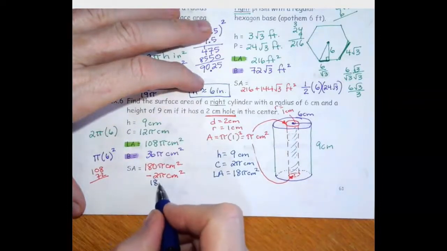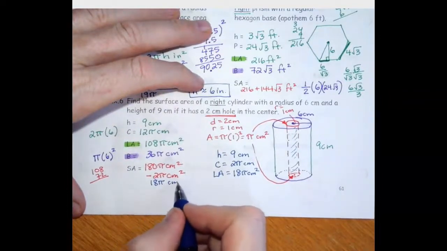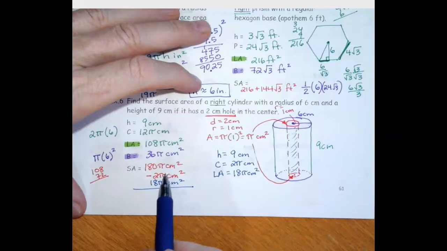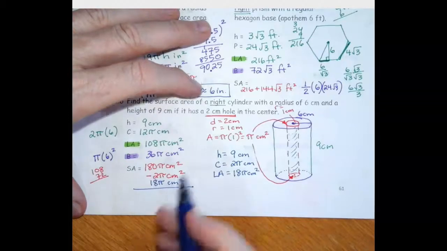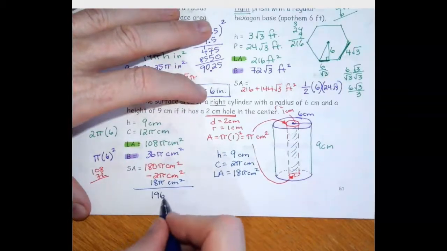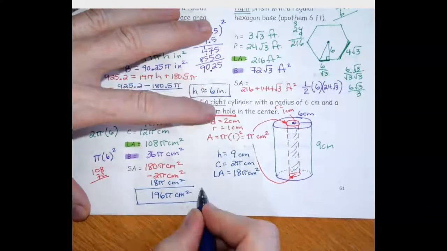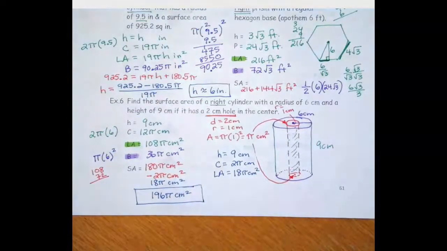If you don't understand that, come to office hours and I can try to talk about it a little bit more. So that's going to add to the surface area, and this is going to subtract from the surface area. If I take 18 pi minus 2 pi, that's 16 pi. And if I add it to 180 pi, it's going to be 196 pi centimeters squared. And if you thought that was hard, it was. It's an honors geometry question.